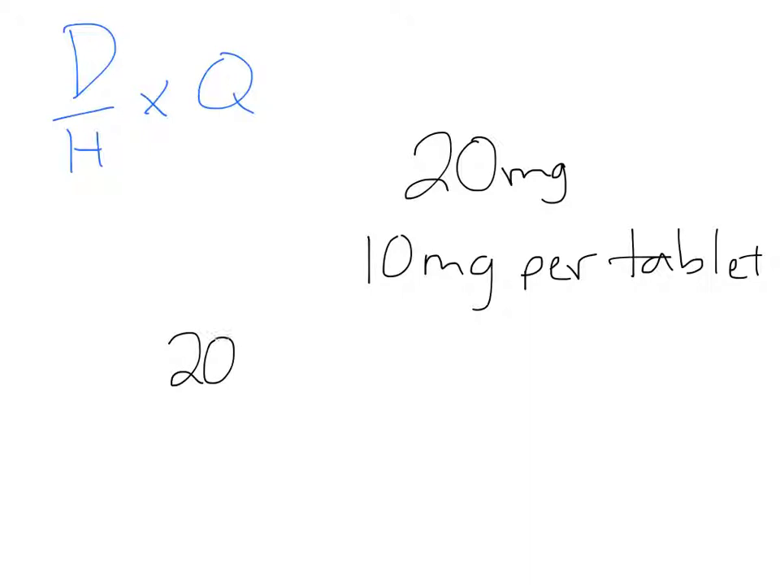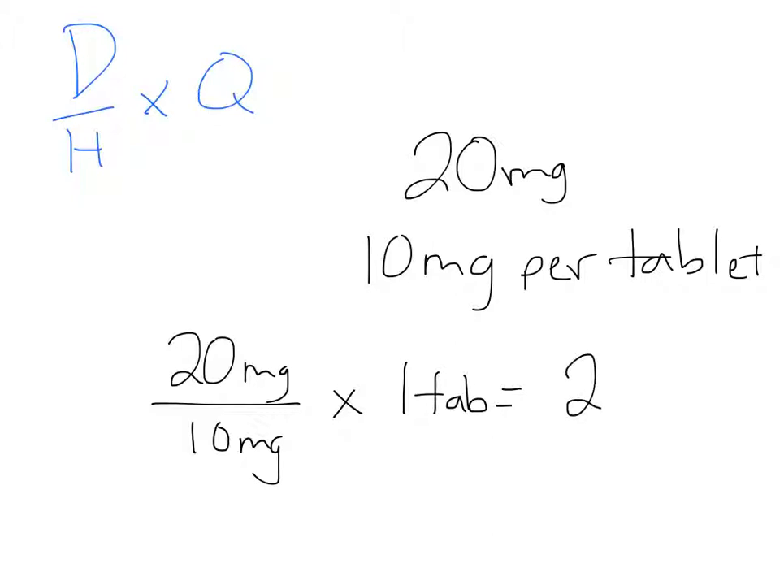But if I were to set that up in my D over H times Q formula, D is 20 milligrams, H is 10 milligrams, and my Q is 1 tablet. I'm going to take 20 divided by 10, which we know is 2, times 1 is still 2. So that's right, they would take 2 tablets.